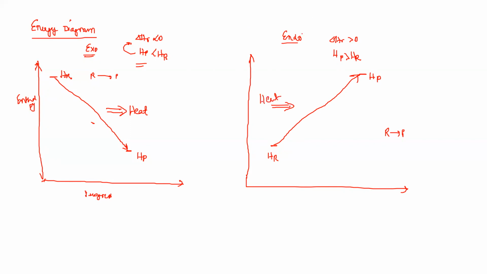So therefore, an endothermic reaction requires heat. You need to supply heat to an endothermic reaction. All right. So in short, you'll always find that for an endothermic reaction, heat of the reaction is positive, while for an exothermic reaction, heat of the reaction is negative. All right.